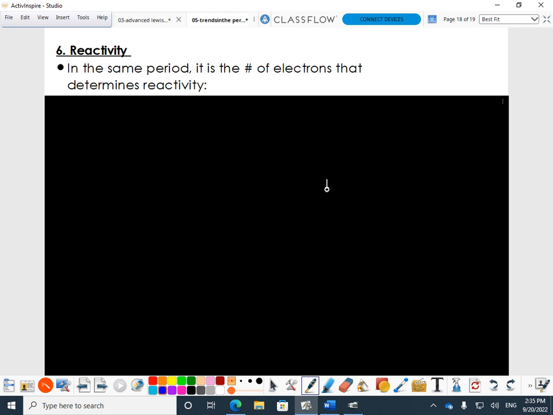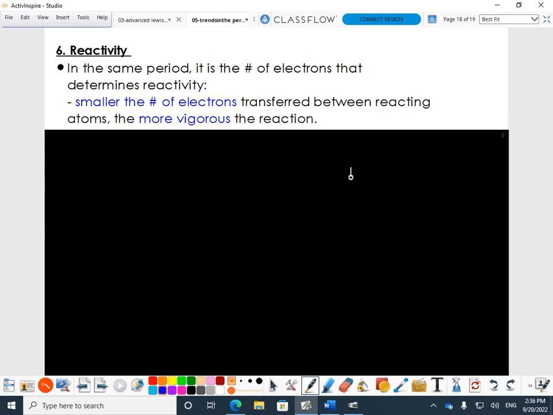In the same period, it's the number of electrons that determines reactivity. You can have a small number of electrons lost or a small number of electrons gained. It would not be fair to say which one's more reactive, sodium or chlorine, because they lose and gain the same number and they're in the same period. That's beyond what we need to do, okay? The smaller the number of electrons transferred, the more vigorous the reaction.